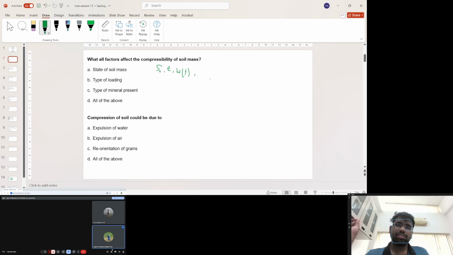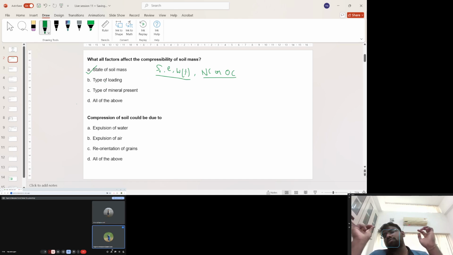Another main aspect is stress history, whether it is NC or OC. That also comes under the state of soil mass. NC material will have a different type of compressibility behavior, and OC material will have a different type of compressibility behavior. So these things cover the aspect of state of soil mass. Obviously these aspects govern the compressibility of the soils, and hence this option is right.